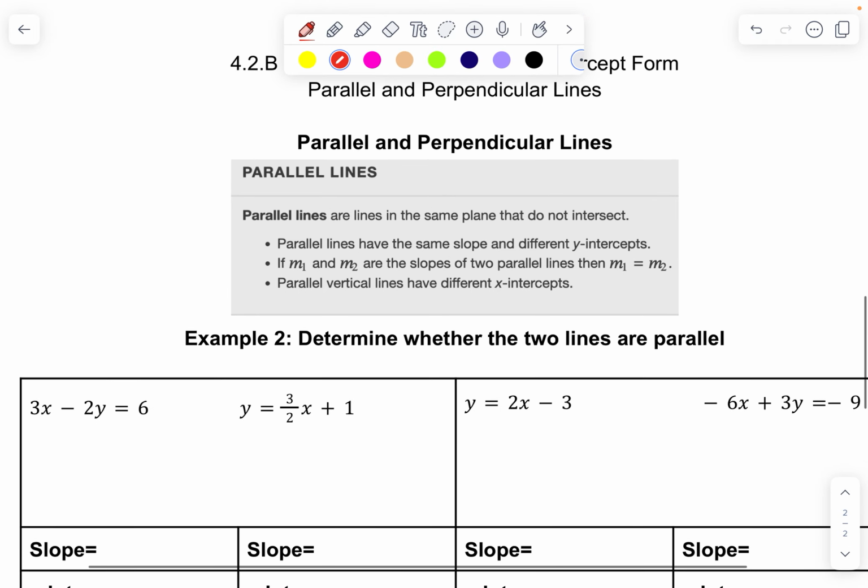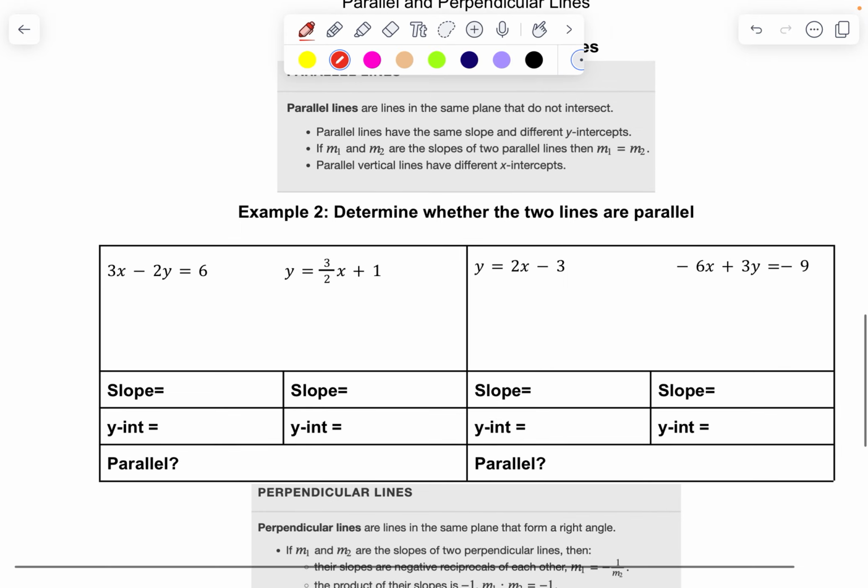All right, the second part here is parallel and perpendicular lines. Parallel lines have the same slope and different y-intercepts. If 2 lines are parallel, then the slopes are equal. And parallel vertical lines have different x-intercepts. So if 2 lines are vertical, as long as they're not the same line, they'll be parallel.